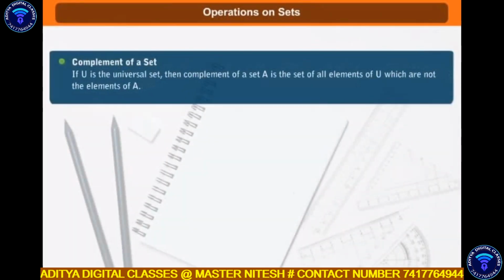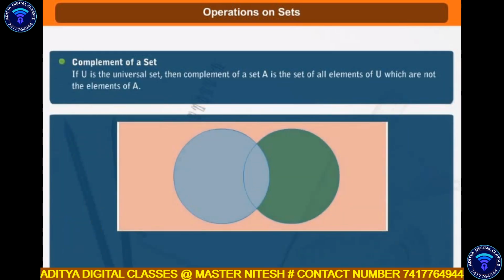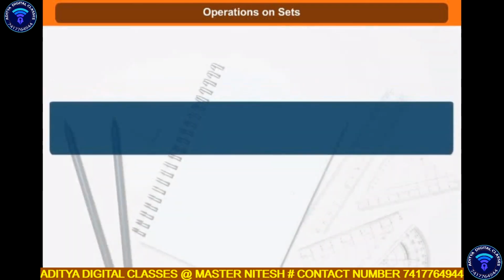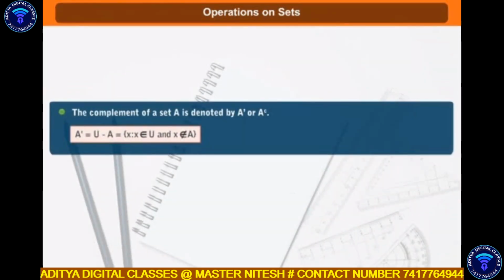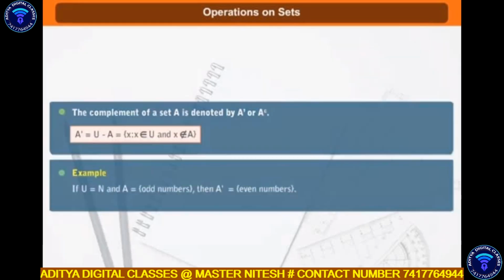Complement of a set. If U is the universal set, then the complement of a set A is the set of all elements of U which are not the elements of A. The complement of a set A is denoted by A dash or A superscript C. In this example, if the universal set is of natural numbers and another set A is of odd numbers, then A complement is a set of even numbers.